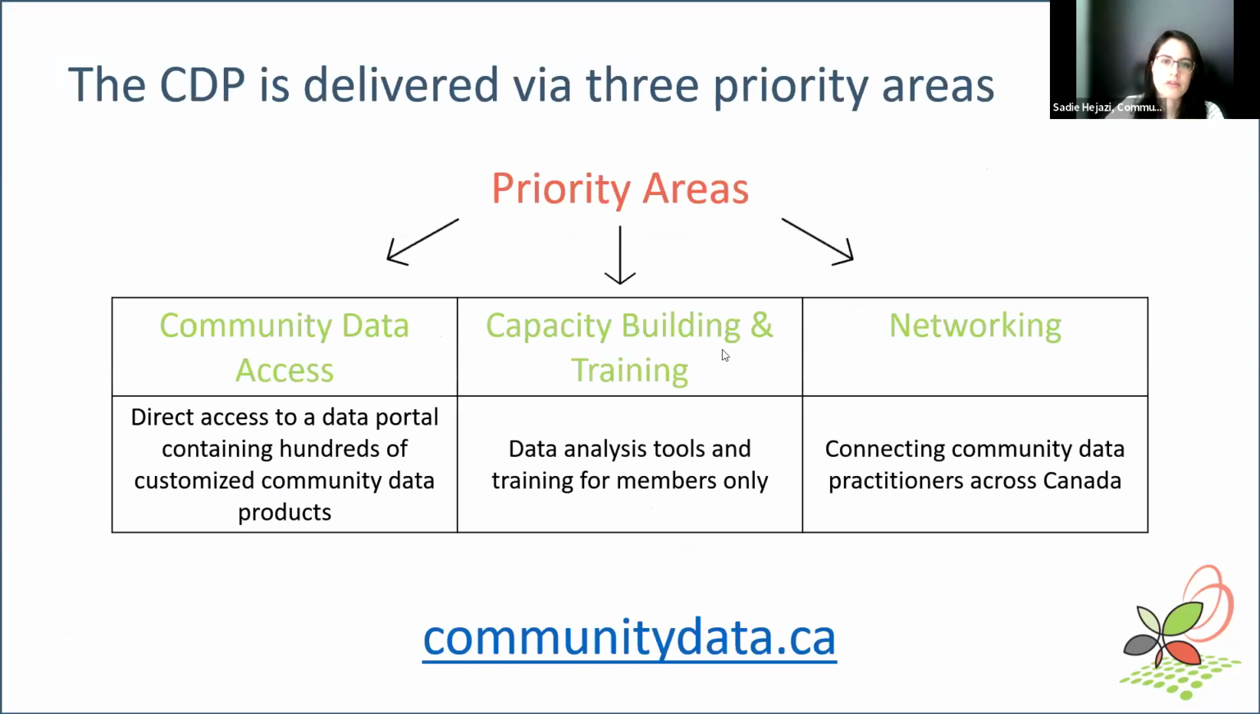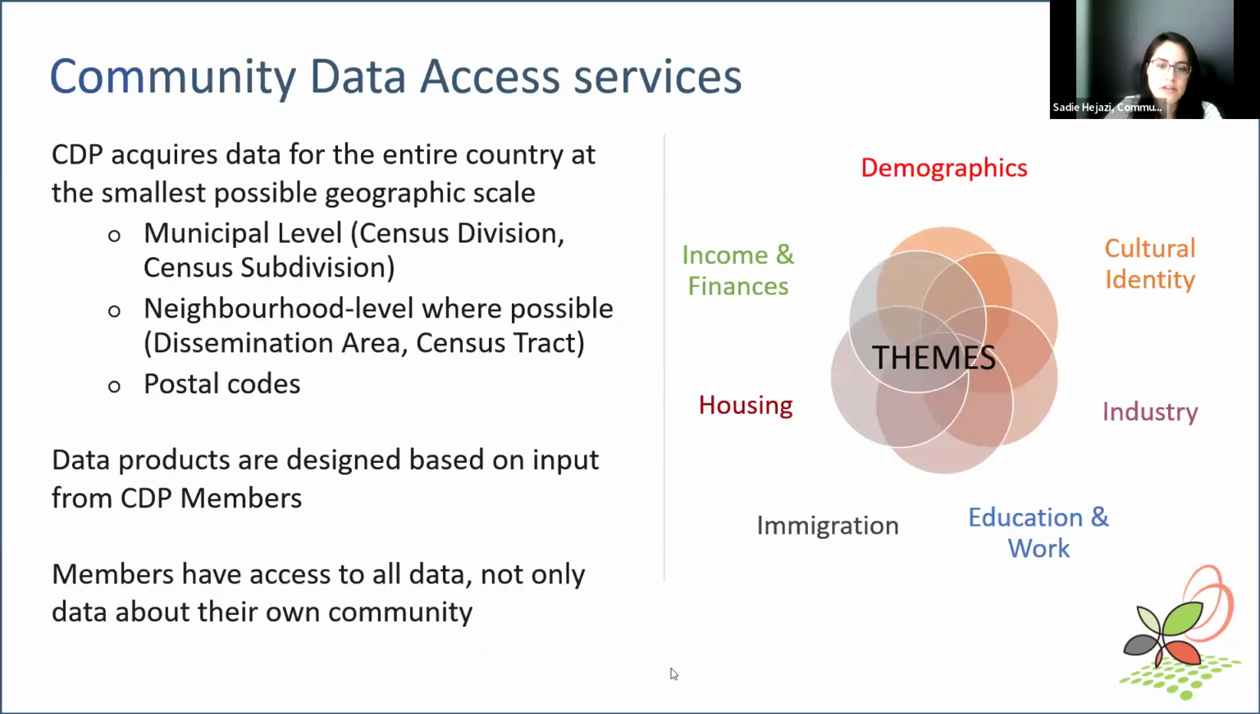So here there are three priority areas for the services we provide to CDP members: access to data, training and capacity building, and networking. The first service is data access.